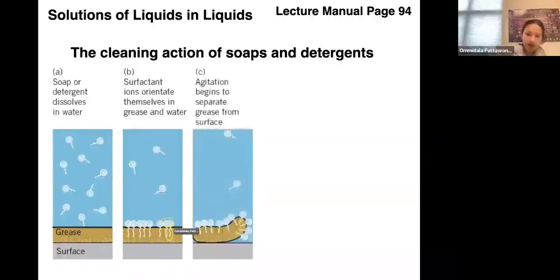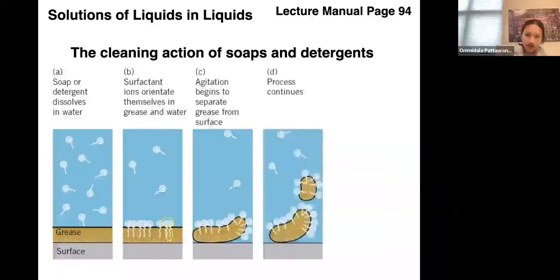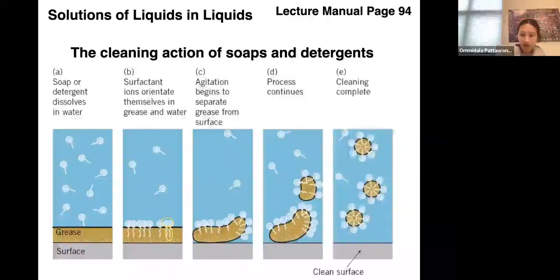Okay, so eventually this action continues, right? And it is eventually going to be able to separate the grease right away from the surface. Okay, so you are going to end up with a clean surface.